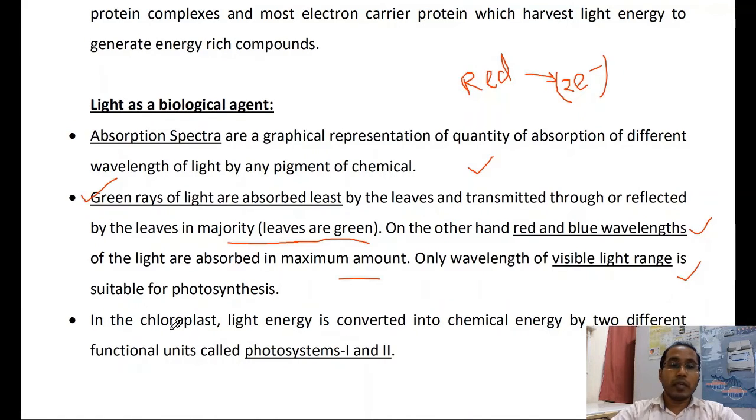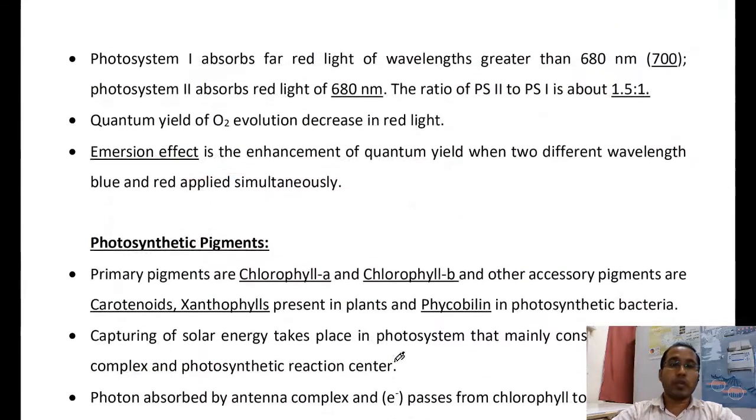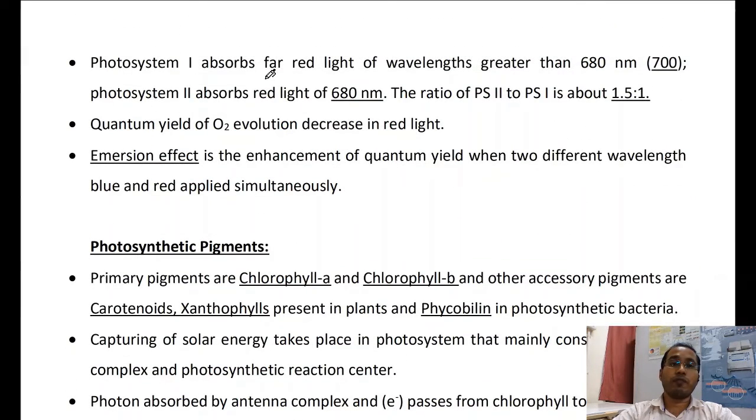In the context of chloroplast, light energy is converted into chemical energy by two different functional units called photosystem 1 and photosystem 2. So next one is photosystem 1. Photosystem 1 absorbs far red light of wavelengths greater than 680 nanometer, that is basically 700. Photosystem 2 absorbs the red light, which is about 680 nanometer wavelength.